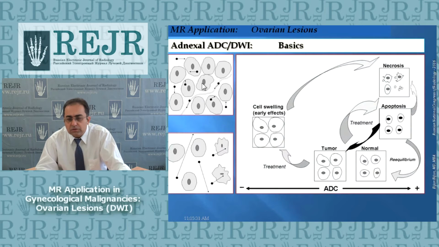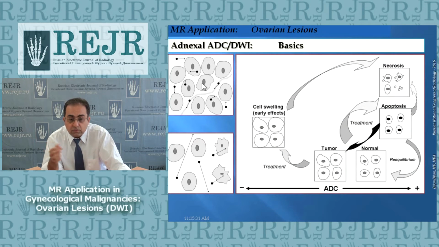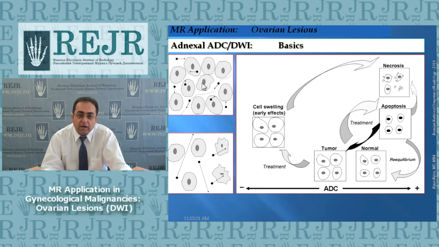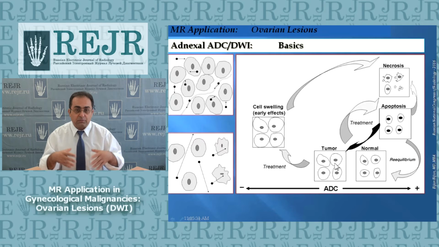Now, another thing I want to talk to you about, there are 2 other entities. One of them is necrosis or swelling or early response to therapy, that ADC DWI is very good for. This is the normal tissue, this is the tumor tissue. When you give some sort of treatment, these cells swell up, they get inflamed.